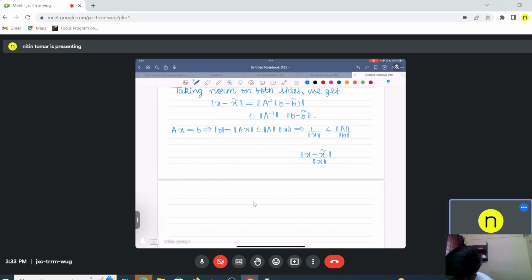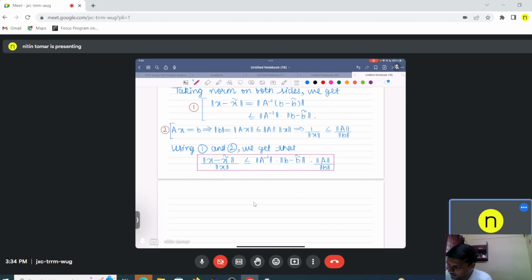Yeah, now it's fine. So maybe let us call it 1 and let us call it 2. So using 1 and 2, we get that, see, by 1, the numerator is less than or equal to norm of A inverse times norm of b minus b tilde, and 1 by norm x by 2 is less than or equal to norm A by norm b, which is precisely what we had to prove.